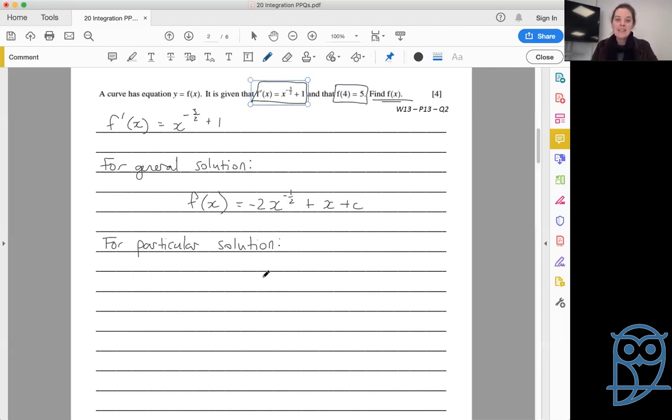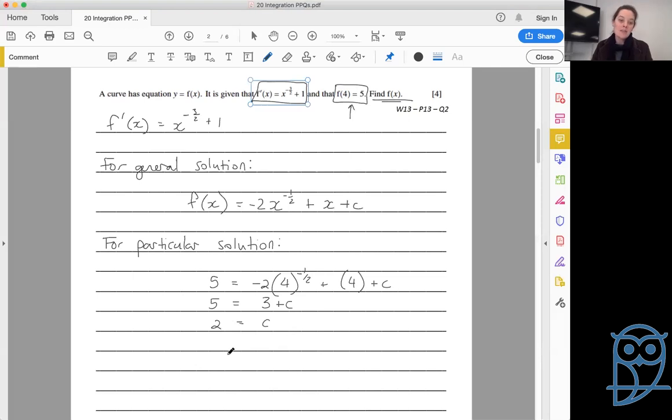And this is why I say it's so important to be comfortable with function notation, because now we need to think about this. f of 4 equals 5. So instead of having f of x, we would have 5 equals minus 2, where we have x's, we put 4's. So minus a half plus 4 plus c. So 5 equals minus 2 over 2 plus 4, that's minus 1 plus 4, which is 3, plus c. So c equals 2. Nice and straightforward.